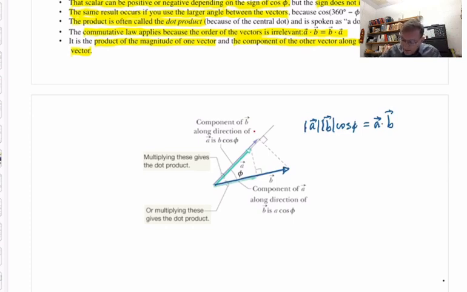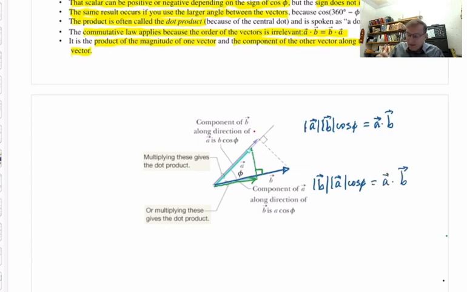Let me drop the perpendicular from the tip of A to B. See the right angle there? And this right here is the component of A along the direction of B. But that is just magnitude A cosine phi. So we take the magnitude of the first vector, in this case B, times the component of the second vector along the direction of the first vector, magnitude A cosine phi. But that's still just A dot B.